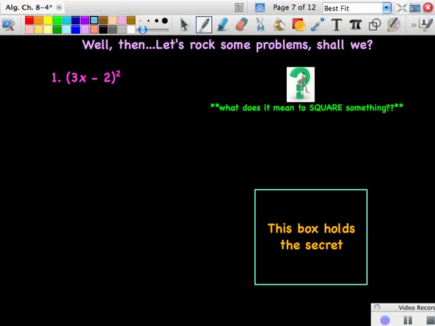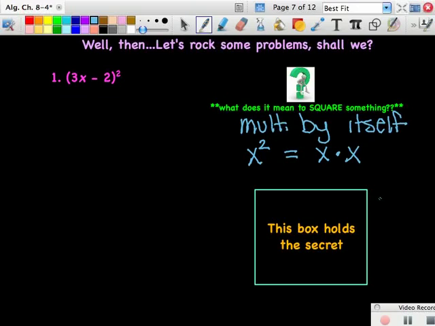All right, first question to you is, what does it mean to square something? Well, when you are squaring something, remember that you are multiplying by itself. So x squared means x times x, right? Okay, well, what if you look at this example here, 3x minus 2, and that whole quantity is squared? What in the world does that mean?